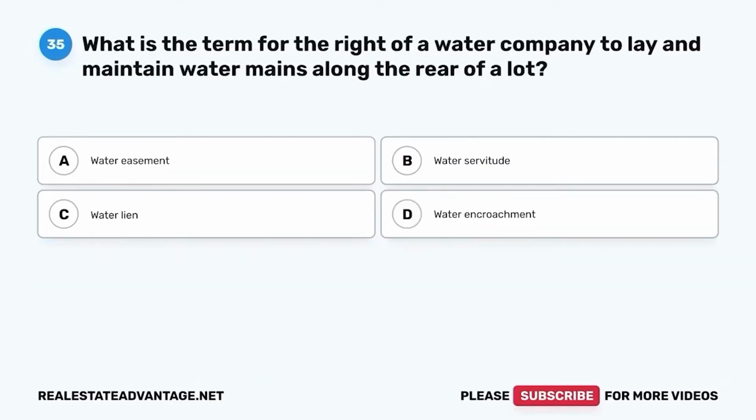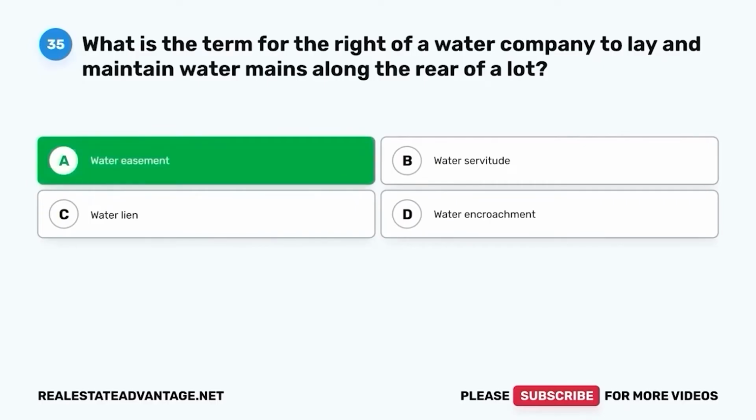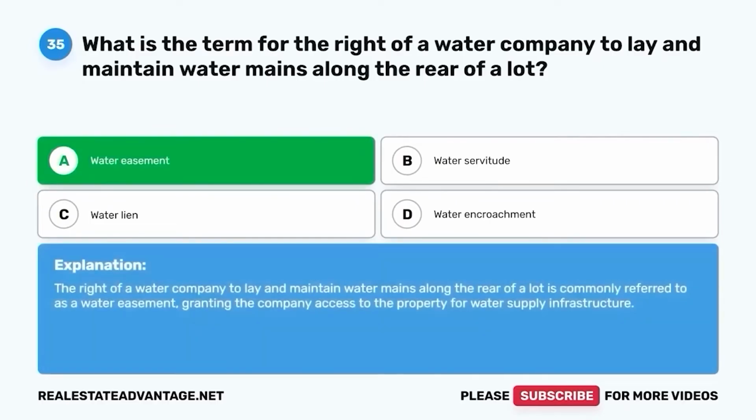Question 35. What is the term for the right of a water company to lay and maintain water mains along the rear of a lot? A. Water easement. B. Water servitude. C. Water lien. D. Water encroachment. The correct answer is A. Water easement. The right of a water company to lay and maintain water mains along the rear of a lot is commonly referred to as a water easement, granting the company access to the property for water supply infrastructure.